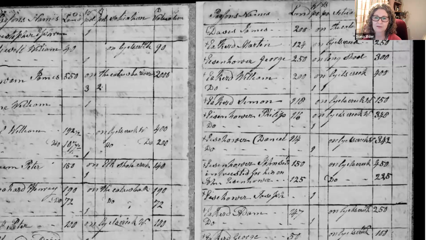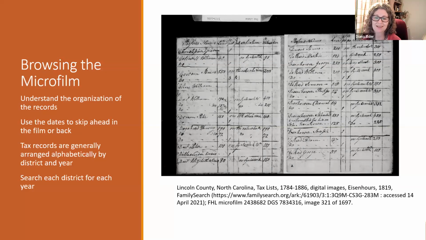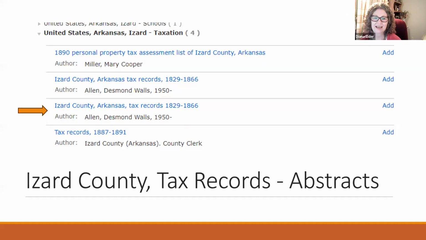So I found all sorts of good tax records for the Eisenhowers, and many of them were being taxed for land on Lyles Creek, which matches up with that original land grant from North Carolina. All right, now let's look at an example in Arkansas.